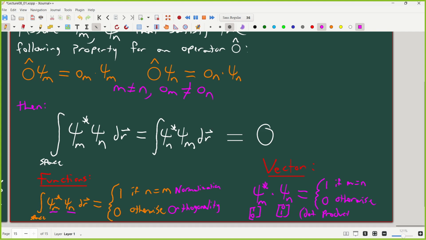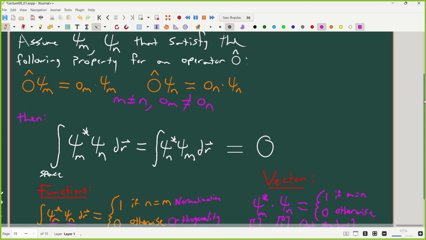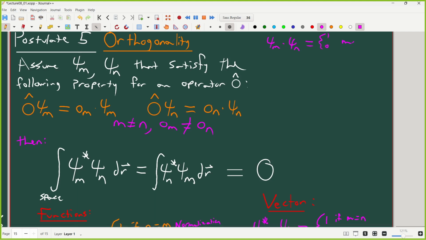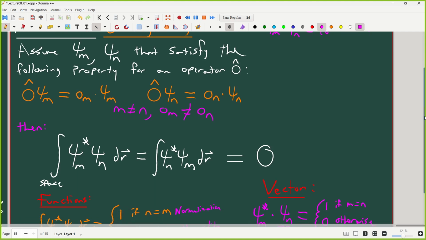If m is equal to n, psi m and psi n are the same vector, and you're taking psi squared, which is the length of the vector, which is 1 by definition. And it's 0 otherwise. What does it mean for a dot product to be 0? What does psi m times psi n equal to 1 or 0 mean? Let's assume that they're vectors. Let me draw vectors over these, just so you're clear that they're vectors.